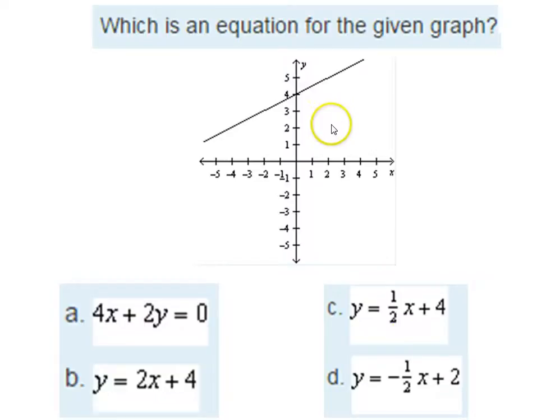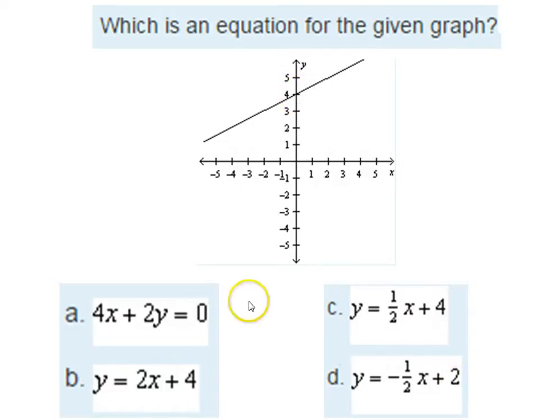So the first thing that I notice is that the y-intercept of this line is 4. And if I look down at our selections here, I have 1, 2, 3 equations that are written in slope-intercept form. C, D, and B are all written in slope-intercept form. And in this case, the y-intercept of this equation is 4, which matches the graph. The y-intercept of this equation, B, is also 4, which matches the graph. The y-intercept of this equation is 2. So this equation here cannot match this graph because the y-intercept here is 2, whereas in the graph it's 4.